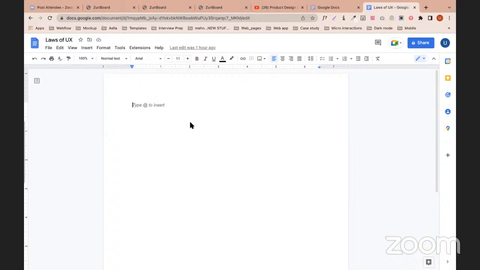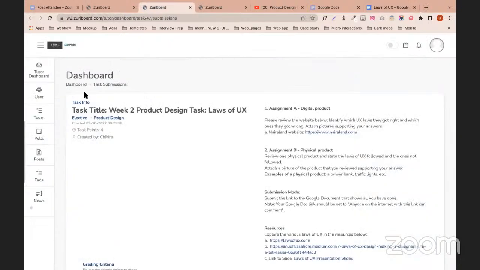Now, this is how you are going to do your tags. I'm talking about law of UX. Do you understand? Let me open it. The 2 product design tags, law of UX. So please review the website below. Identify which UX they got right and which UX they got wrong. Attach pictures supporting your answer. Then this is the website.